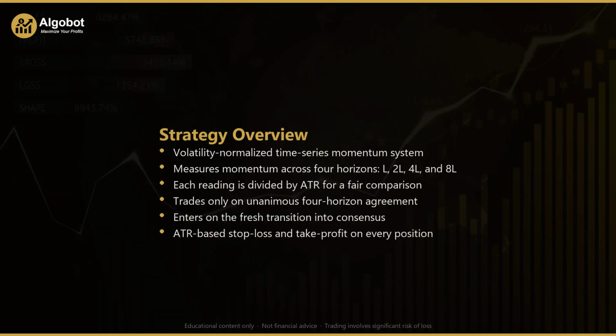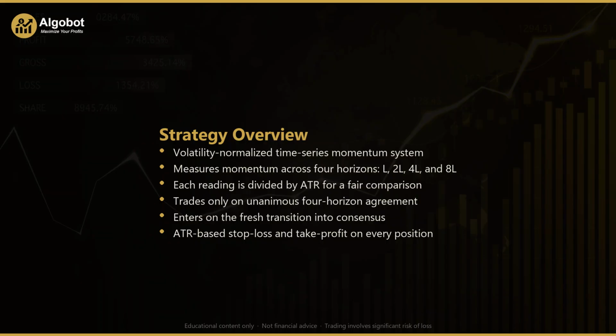Let's dive in. So what exactly does this expert advisor do? At its heart, Multi-Horizon Momentum Consensus is a volatility-normalized, time series momentum system. Time series momentum simply asks a straightforward question. Is price higher or lower than it was a certain number of bars ago? If price is above where it was, momentum is positive. If it's below, momentum is negative. This is one of the most widely studied behaviors in financial markets, but a single look-back window can be noisy.